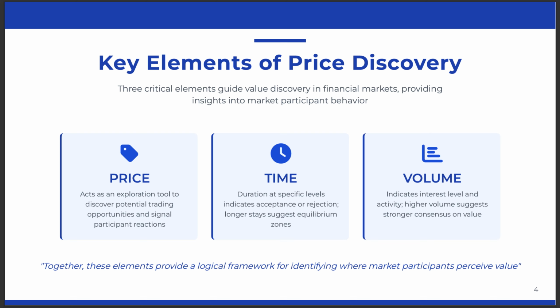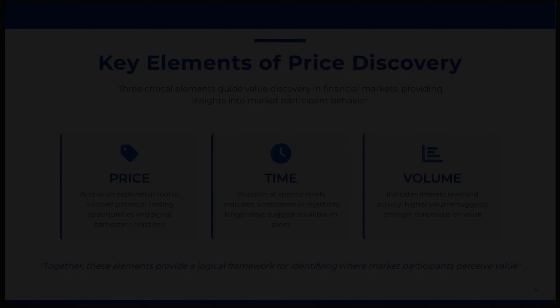Brilliant! Now let me share the 3 magical ingredients that make all of this work. I call them the Holy Trinity of price discovery. First, we have price. This is our explorer, constantly testing new levels to see how traders react. Then we have time. This is our validator, showing us how long prices stay at certain levels. If price lingers somewhere, it means traders are accepting that value. Finally, volume. This is our enthusiasm meter, showing us just how interested traders are at different price levels. More volume means more interest.